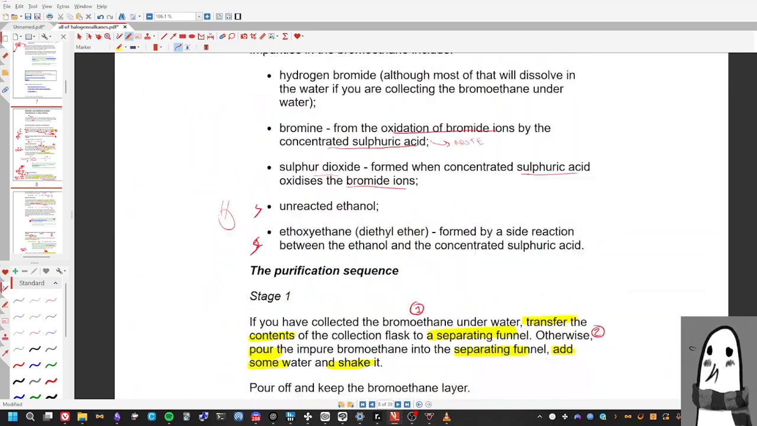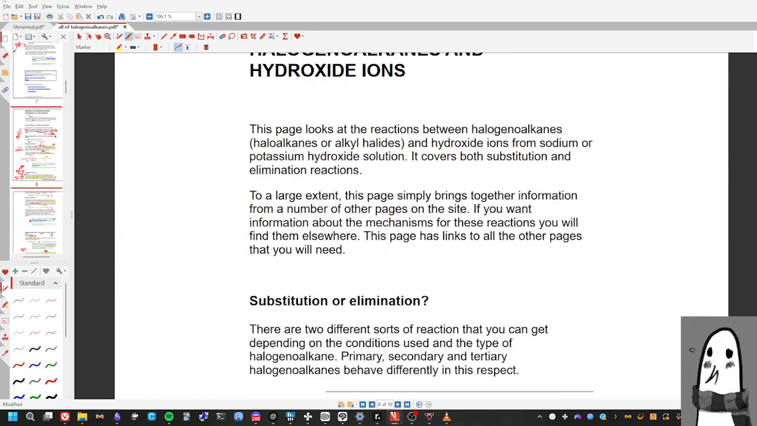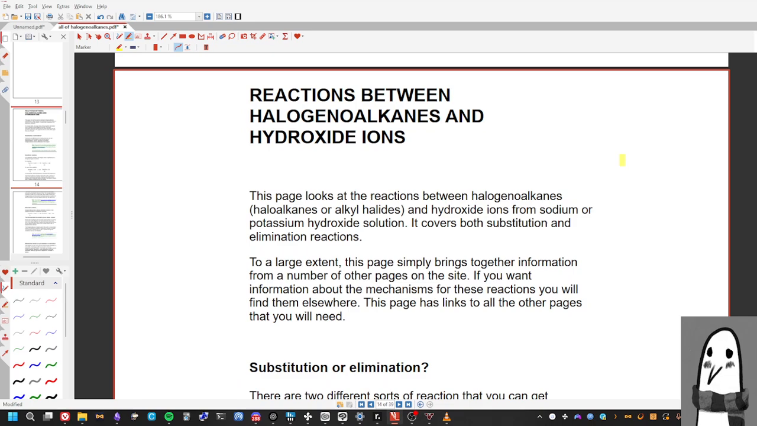So yeah, that's pretty much it for this. Now we're going to more specific reactions between halogenoalkanes and hydroxide ions. This page looks at the reaction between halogenoalkanes, haloalkanes or alkyl halides, and hydroxide ions from sodium or potassium hydroxide solution.